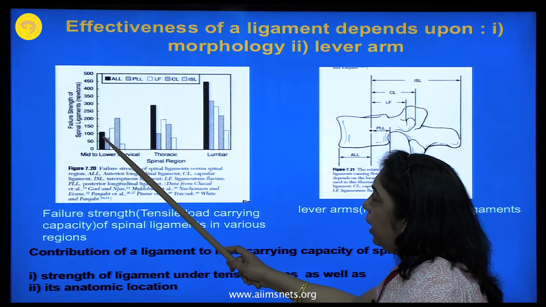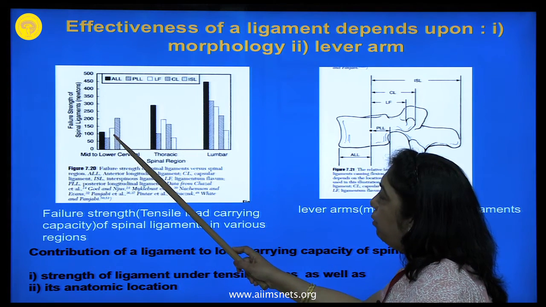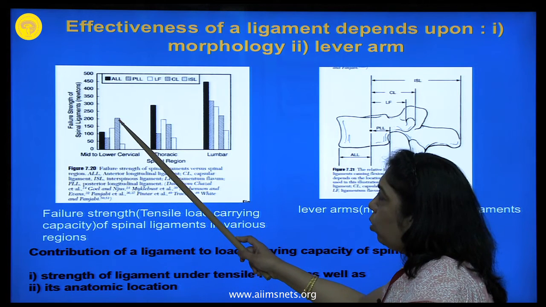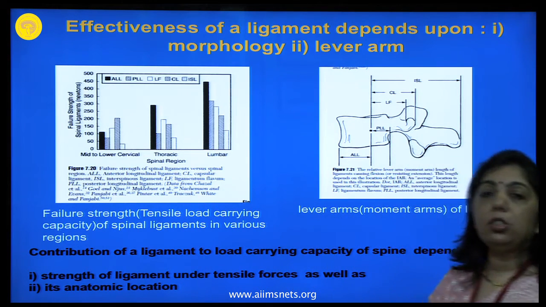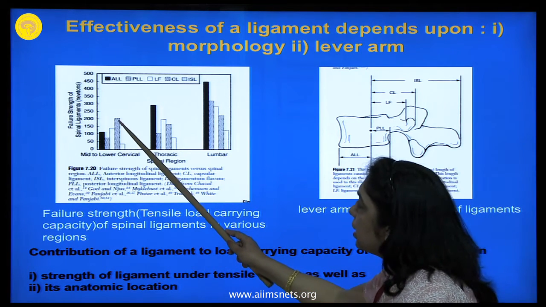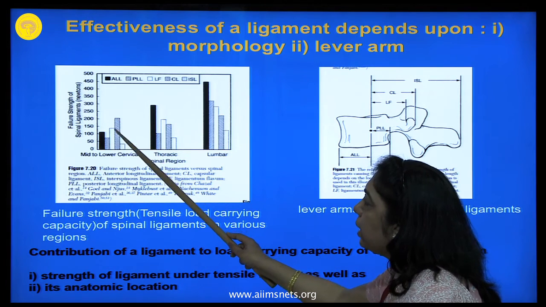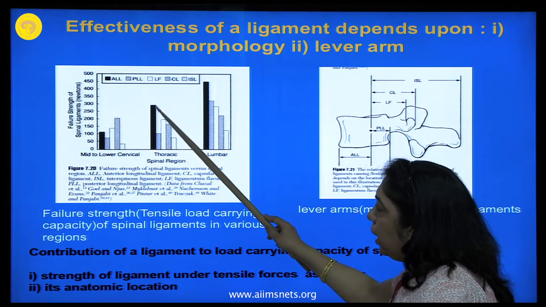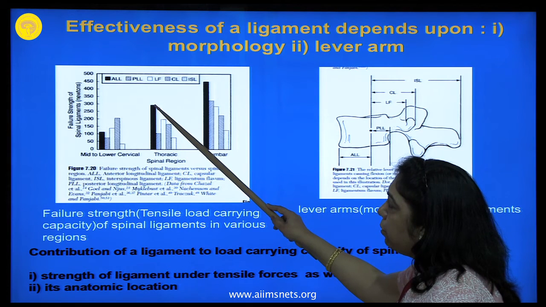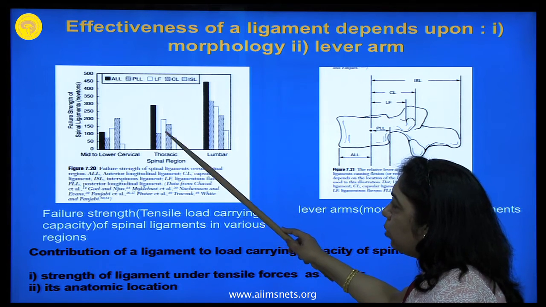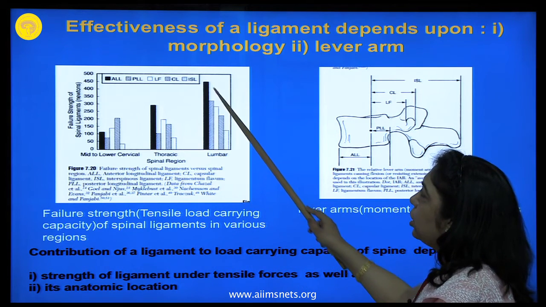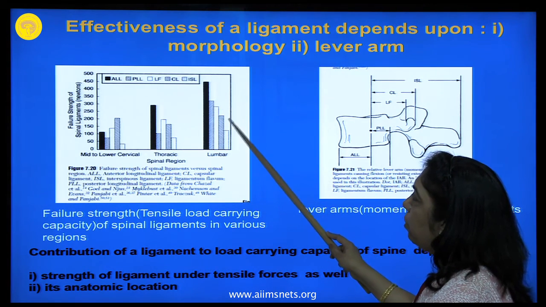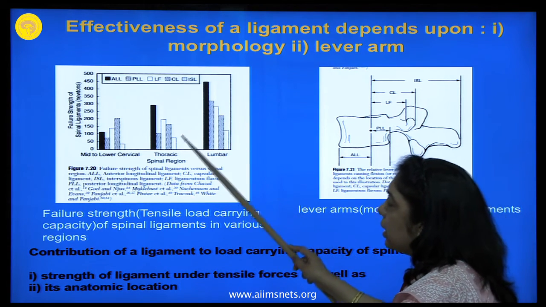So, if we look at the ALL, PLL, ligamentum flavum, and capsular ligament in the cervical region, the failure strength of the capsular ligament, the one covering the facet joint, is much higher compared to the other ligaments. So it is very important to preserve these capsular ligaments. Coming to the thoracic region, the failure strength of the ALL is much higher as compared to the others. Overall, in the thoracic and lumbar regions, all the ligaments have higher failure strength. In the lumbar region, we have the ALL, then the PLL, ligamentum flavum, capsular and the interspinous ligament. So, this is just about the failure strength.